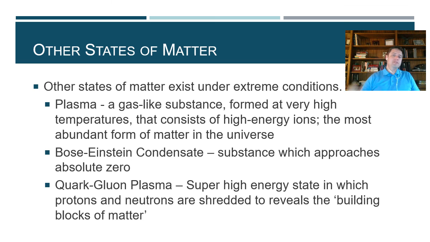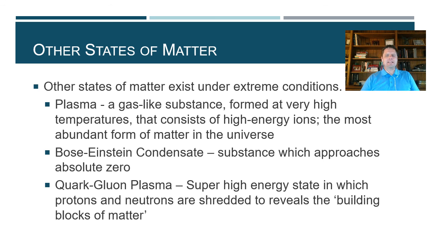Plasma, Bose-Einstein condensate, and quark-gluon plasma. Now, plasma is a gas-like substance. It's formed at very high temperatures and consists of high-energy ions. There is more plasma in the universe than any other type of matter. This is what primarily makes up stars and things like that. So plasma is a high-energy gas-like substance.